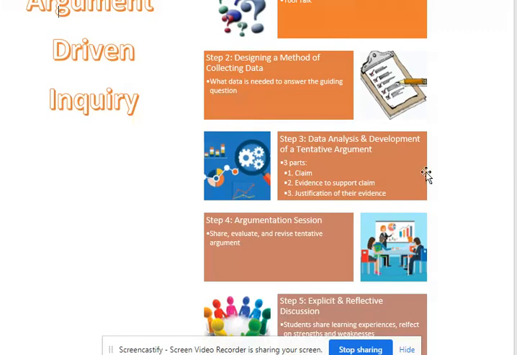Step 3, data analysis and development of a tentative argument. So after you do your experiment and you collect your data, we now have to look at it and we have to make sense of the data. And you're going to develop a tentative argument or an explanation to that guiding question. So there's going to be 3 parts. You're going to 1, make a claim, 2, use evidence to support your claim, and 3, justify how your evidence is actually supporting the claim.